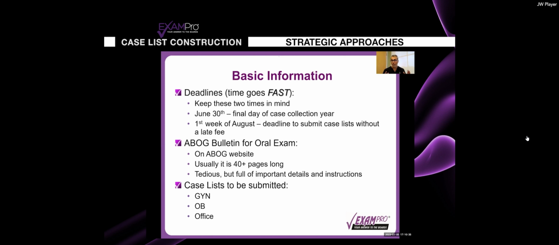So you're going to be making 3 lists. That's the last thing on this slide. You're going to be making your GYN list, your OB list, and your office list. These lists are essentially mutually exclusive. What I mean is that any given patient should really only appear on one list and on that list only as a single entry. And I'll talk about this a little bit more later in the presentation.